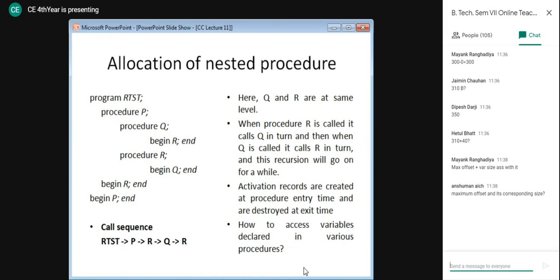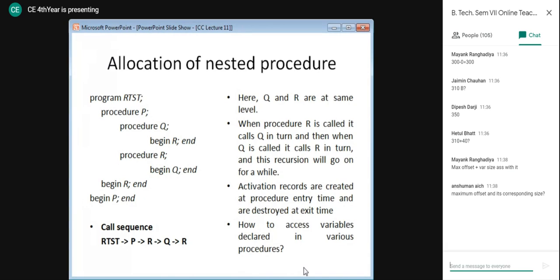Now Q will call R. So this recursion will go on for some time. We are assuming that there is some termination condition, because if you don't want it to go infinite, it will have a termination condition. Once it is met, this recursion will stop and there will be a traceback. Right now we are just looking at how the allocation of memory is going to be done for this nested procedure.